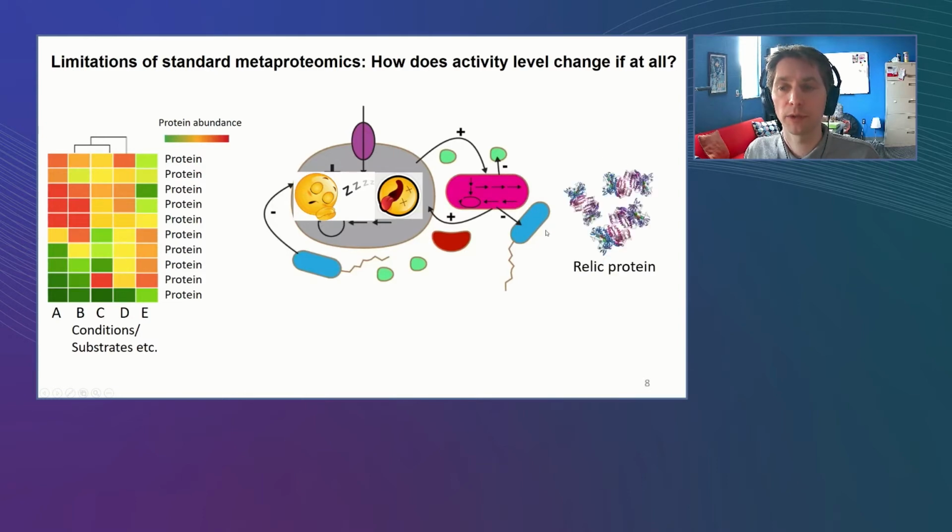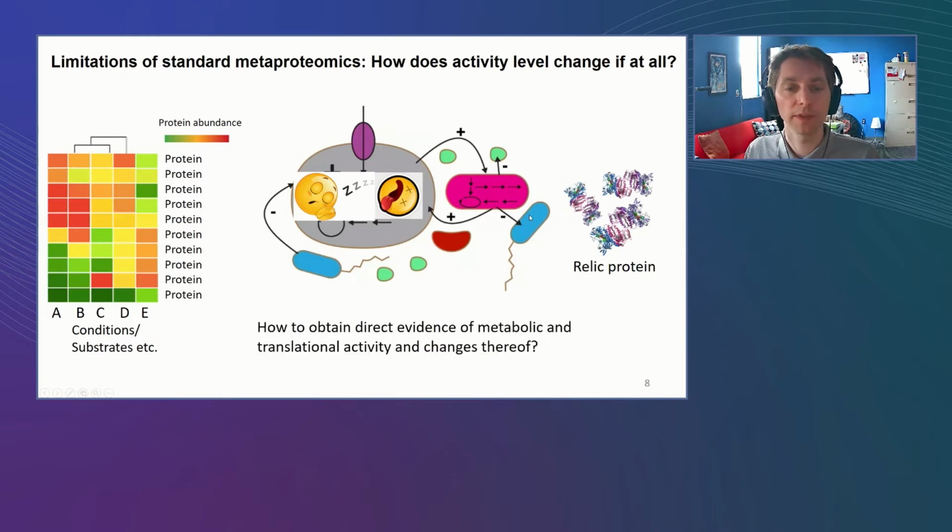And then a newer subject is that we also have to, of course, consider relic protein. In many environments, we have a lot of protein biomass from either dead cells hanging around or that was secreted previously. But of course, this particular protein, even though it may still be active, will not provide activities to any of the microbial species in your environment.